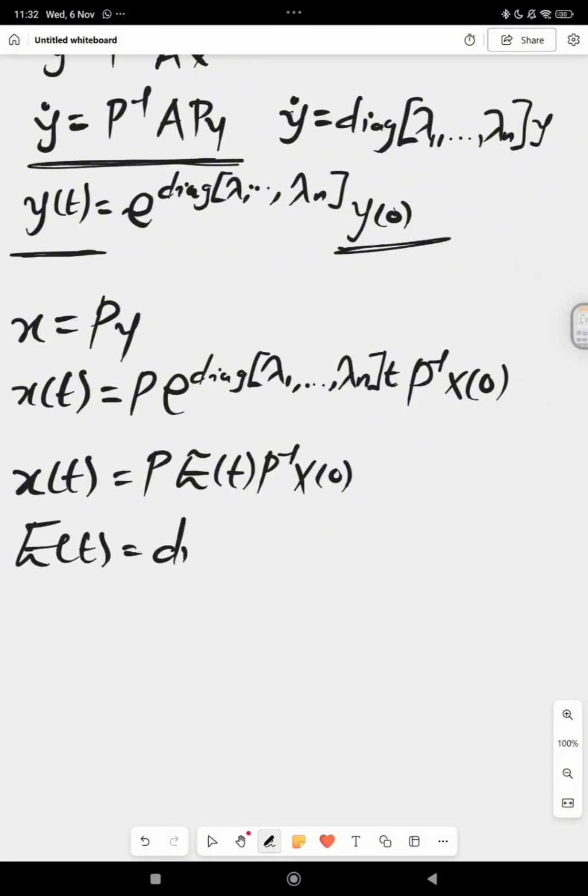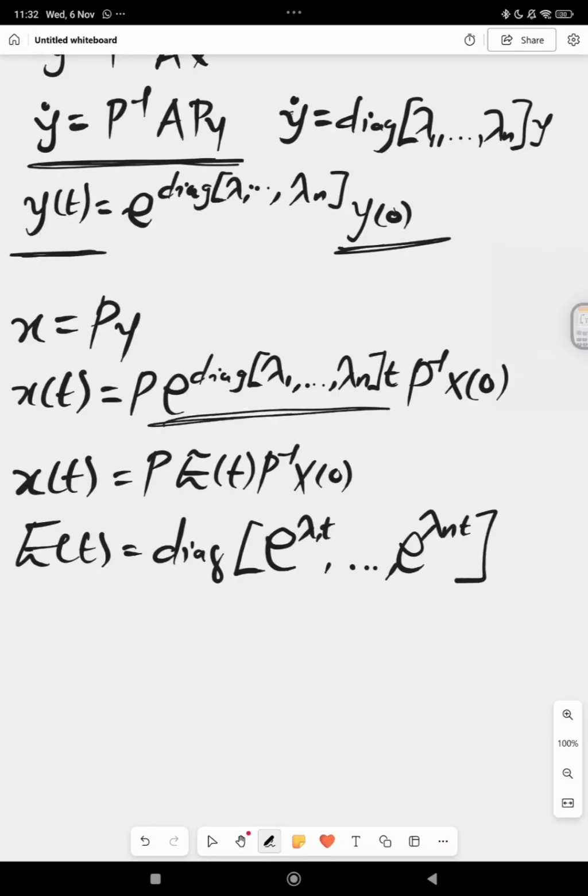is given by the diagonal, e raised to the power lambda 1 of t, up to e raised to the power lambda n of t. Is that okay? This expression is the same as this expression. Do not worry, it's the same thing.